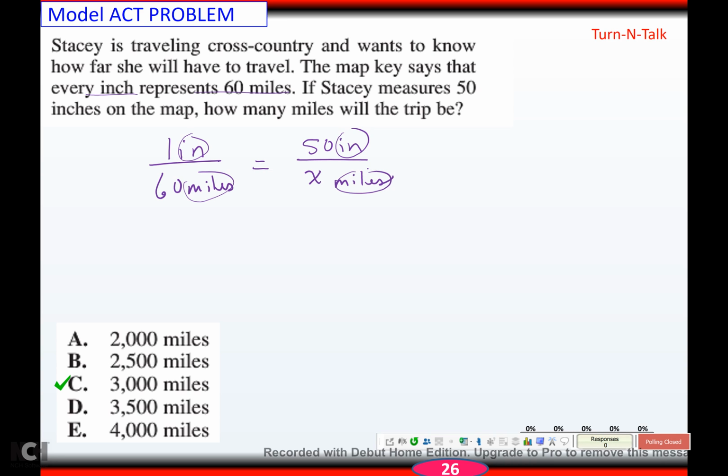Okay? And then you just cross multiply and divide like we would any proportion. That's going to be 1 times x equals 60 times 50. That gives me x equals 3,000. Okay?